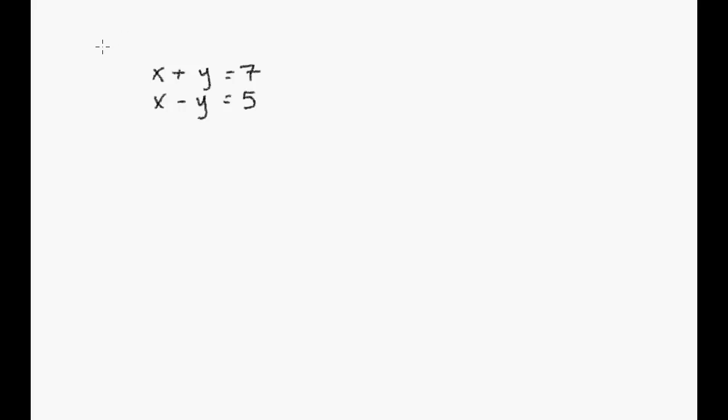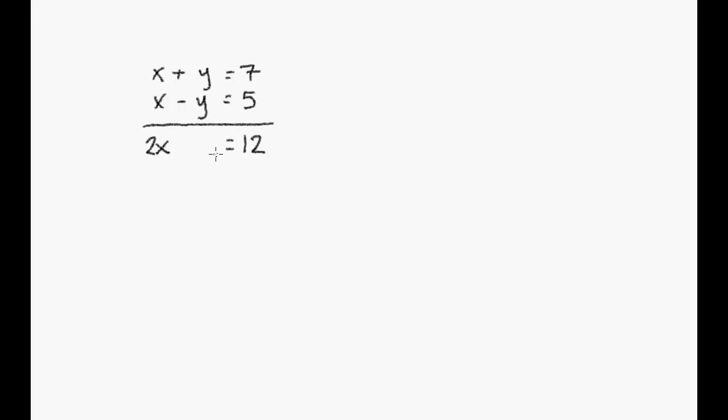So again, we're going to add the left sides of the equations together, and then add the right sides together. All right, so x plus x is 2x. y minus y is 0. 7 plus 5 is 12. All right, so we've eliminated y.